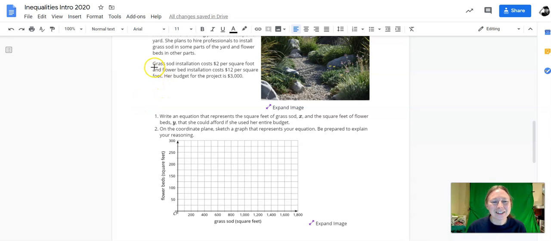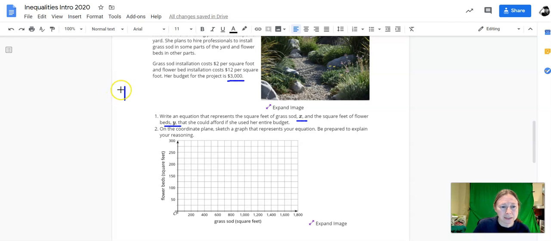In this situation, there's a homeowner that wants to install grass sod and flower beds. She can install a certain number of square feet of sod and a certain number of square feet of flowers. Her total budget is $3,000. So again, she can spend $3,000, but then she can also spend less than $3,000, and that's still valid. Sod costs $2 per square foot and flower beds cost $12 per square foot, and I can see here sod is on the x-axis and flower beds are on the y-axis. So we're going to use x to represent the square feet of sod and y to represent the square feet of flower beds.